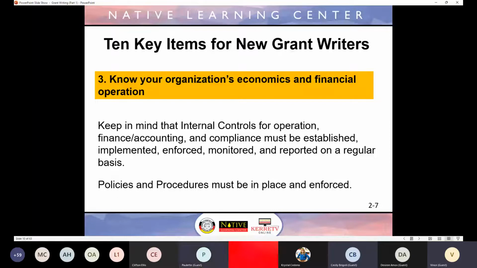In particular, when it comes to Indian Housing Block Grant, you want to make sure that your internal controls match up with what's in the 2 CFR Part 200 Uniform Guidance. You want to make sure of that, and the 24 CFR Part 1000.